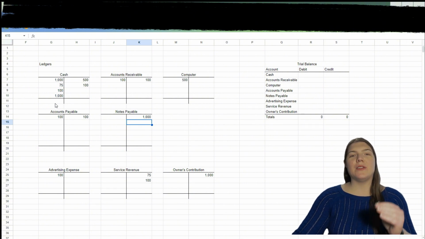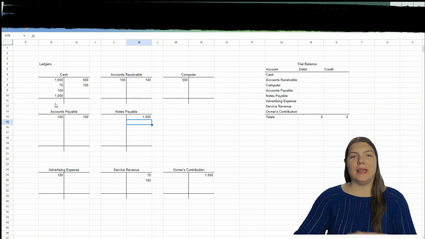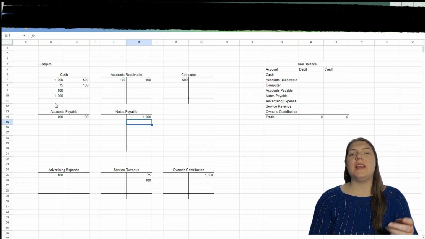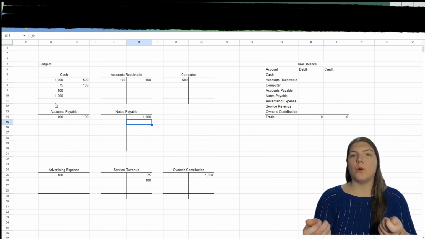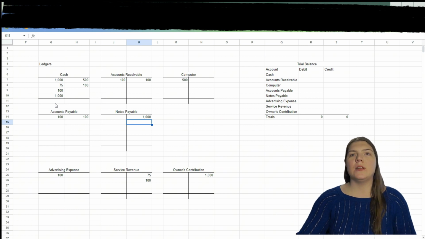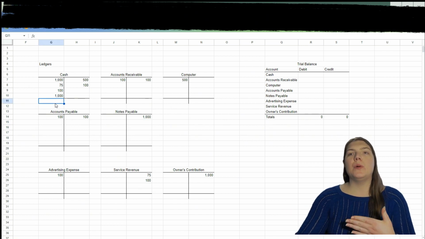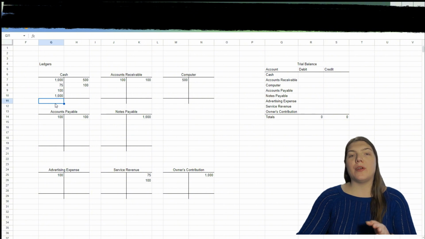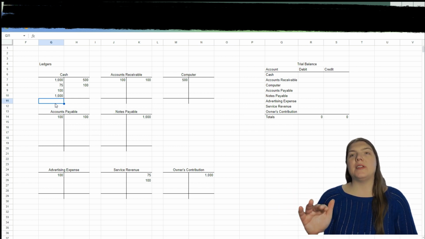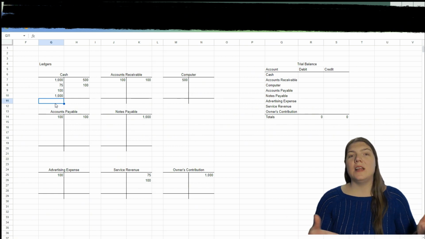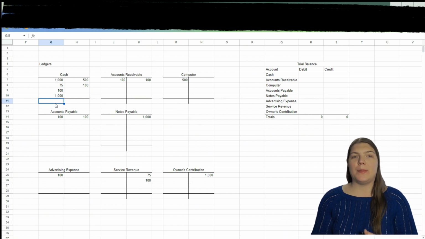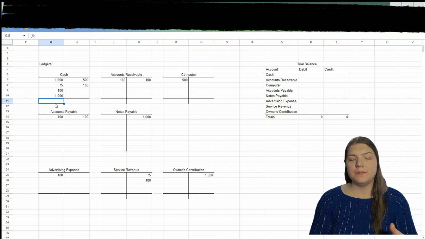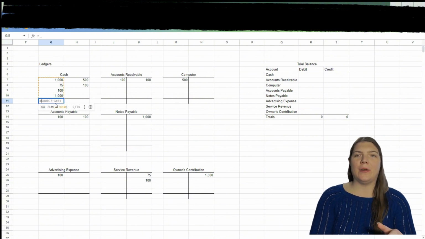The way we get to the final amount in these ledgers, honestly, the debits and credits are kind of playing tug of war, and whoever is bigger wins. If you know what their normal balance is, that helps. Normal balance is the side that they go up on. So up at the top, we have our assets: cash, accounts receivable, computer. Those are all assets. They all go up with a debit. So we would expect the final answer to be in the debit column.